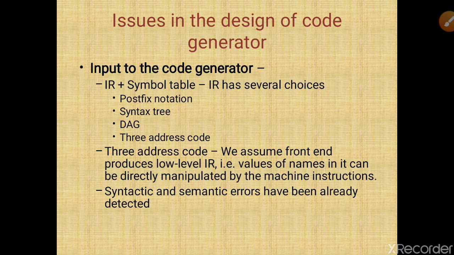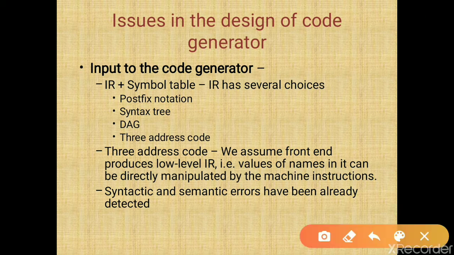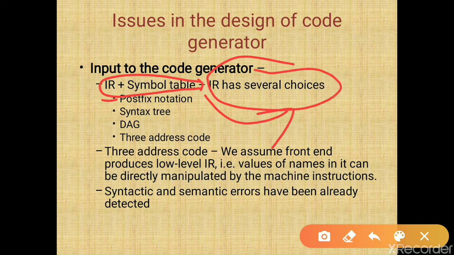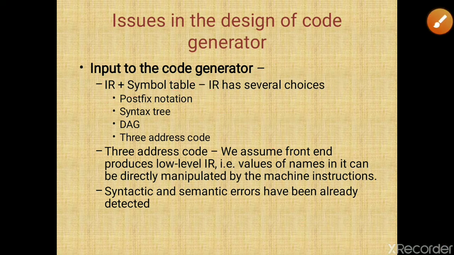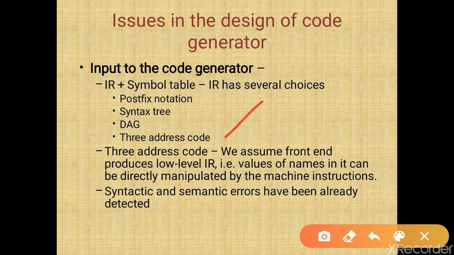The first issue is the input to the code generator. The main input we give is the intermediate representation plus the symbol table. The intermediate representation may take several choices: it may be a syntax tree, a directed acyclic graph, or a 3-address code.